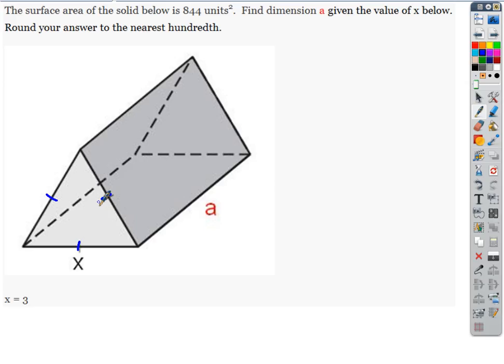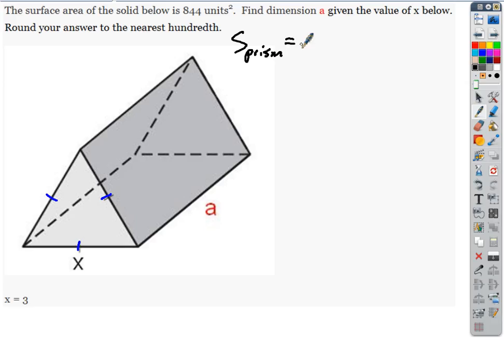Same as the first example, we're given a surface area this time, and we're supposed to solve for A. Now, what is A? The height. Good. The height of the prism, the distance between the bases. So, what's our formula for surface area of a prism? Okay, that'd be volume. We're doing surface area.